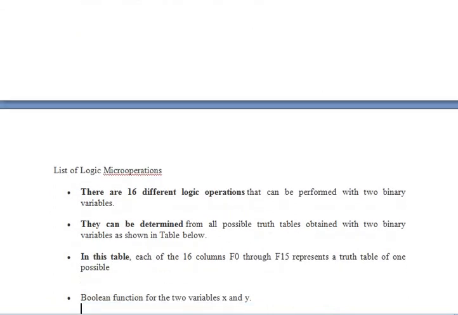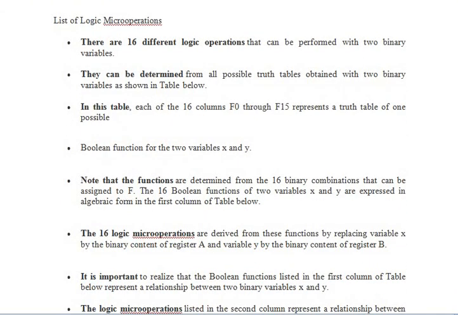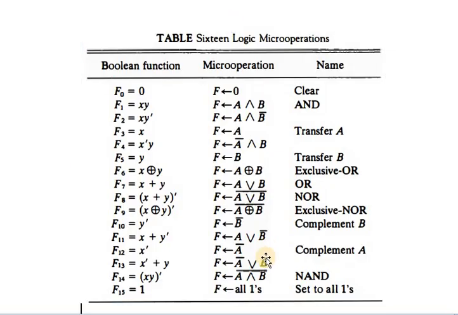Now we will see the list of 16 logic micro operations in the truth table. There are 16 different logic operations that can be performed with two binary variables. They can be determined from all possible truth tables obtained with two binary variables as shown in the table below. In this table, each of the 16 columns, F0 through F15, represents a truth table of one possible Boolean function for the two variables x and y. We will see those 16 logic micro operations. So this is a Boolean function, this is the micro operation and the name.